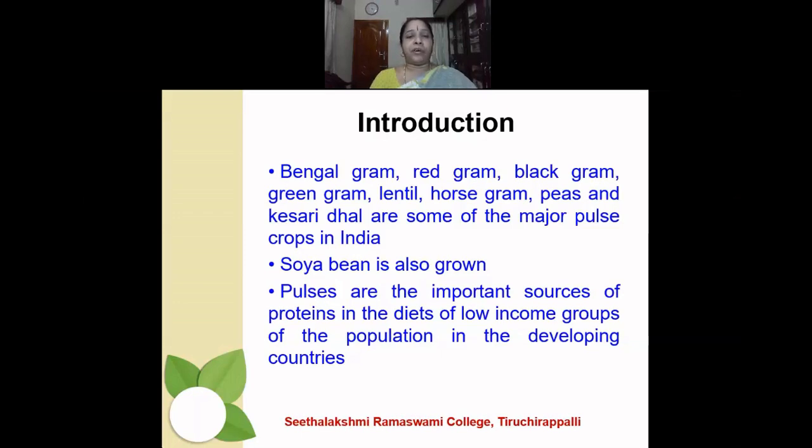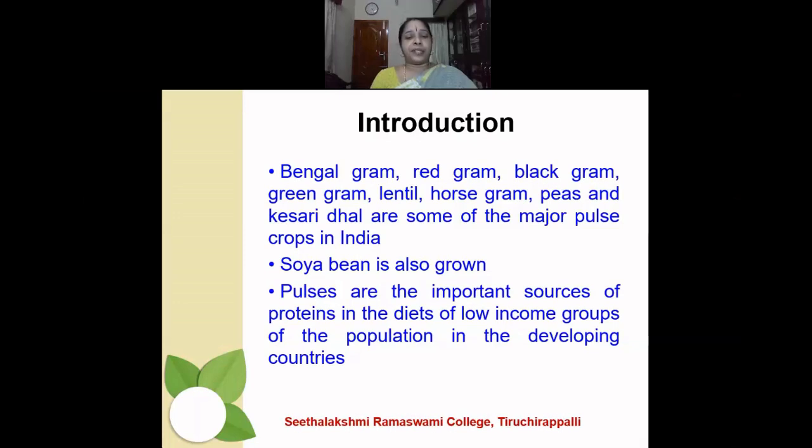These are some of the major pulse crops that are cultivated in India. Different types of pulses are grown, and it is unique to different parts of India also. In northern India, there are different types of beans that are extensively used in various food preparations, like rajma, which is very popularly used in northern India, but we don't use it very much. We use rajma only occasionally, but there it is used as a side dish for rotis. Soya bean is also grown in India.